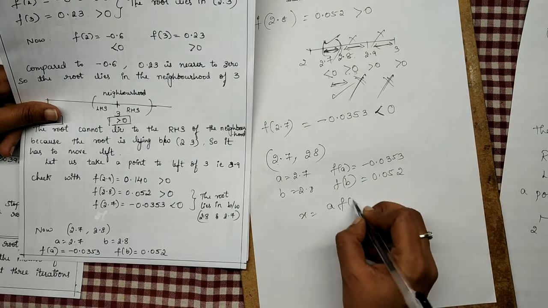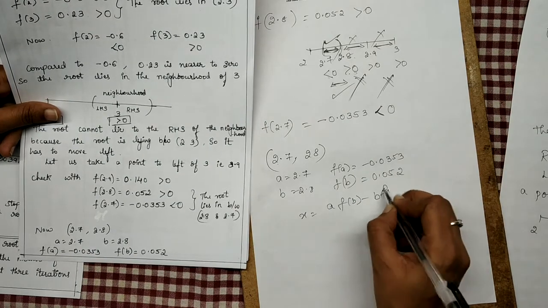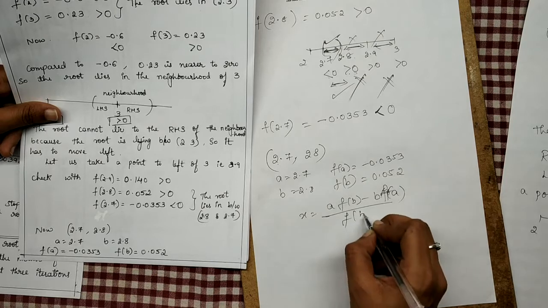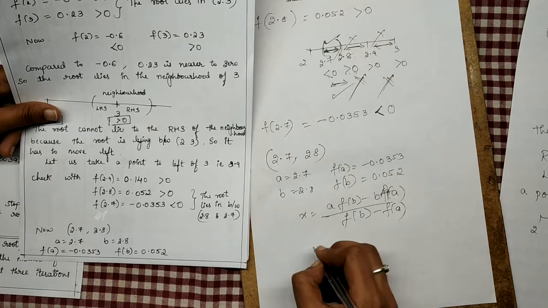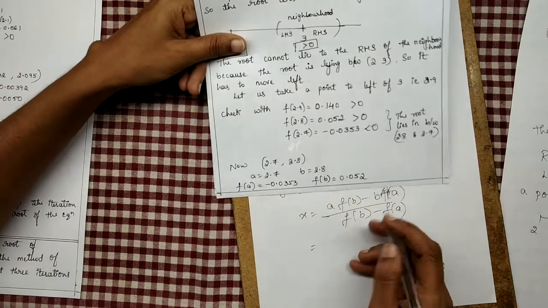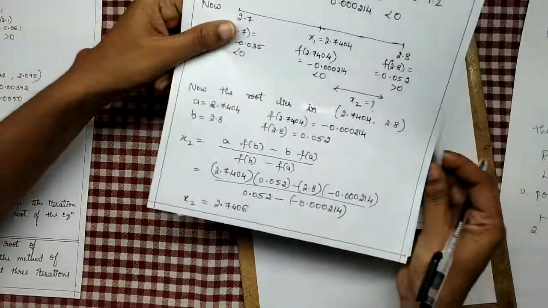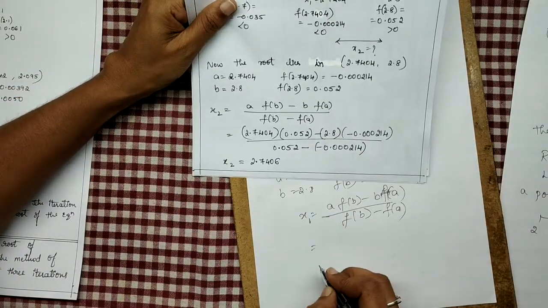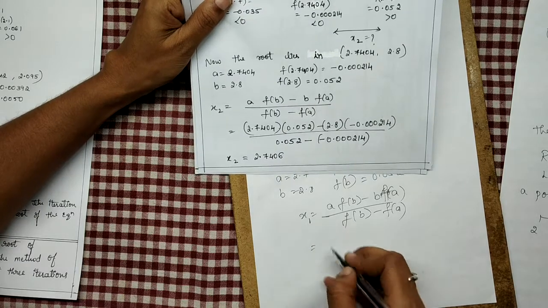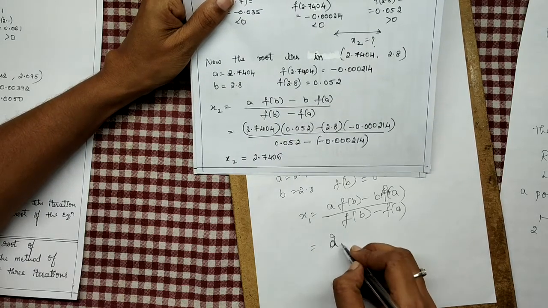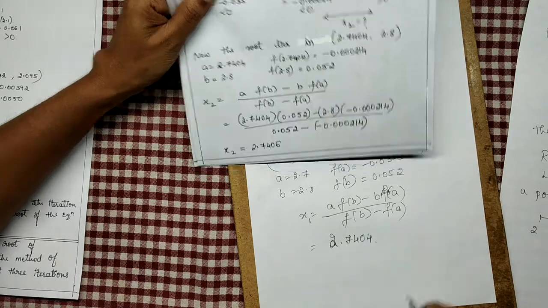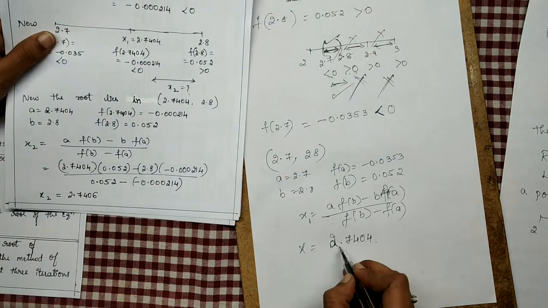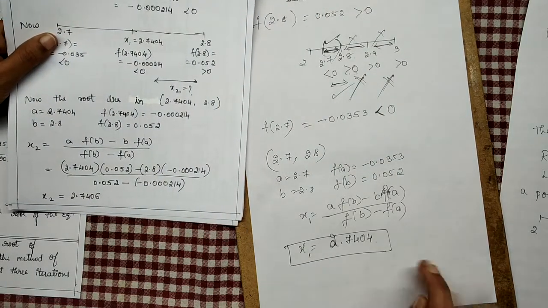x is equal to (a f(b) minus b f(a)) divided by (f(b) minus f(a)). Now when you substitute these values here, you will get the solution, that is x1. Let me take this as x1. This is the first time we are using this formula. x1 is equal to 2.7404. See what it was telling.